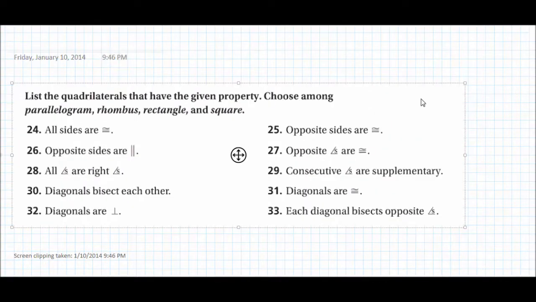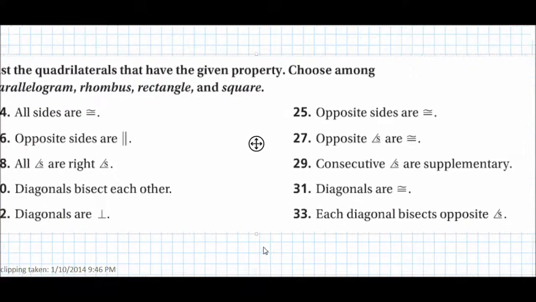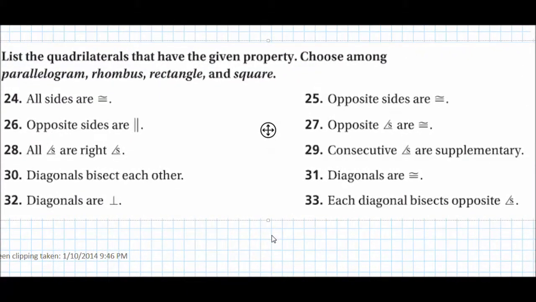24. Okay, let's look at this for a second. All sides are congruent. It says list the quadrilaterals that have been given this property. Choose amongst parallelogram, rhombus, rectangle, and square. Okay, all sides are congruent. Well, only the rhombus and the rectangle have all sides congruent. I lied. Only the rhombus and the square.